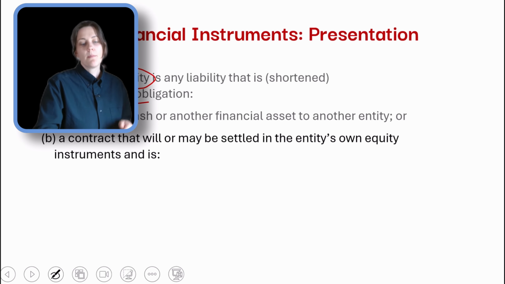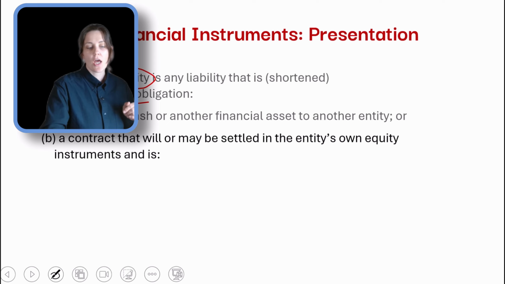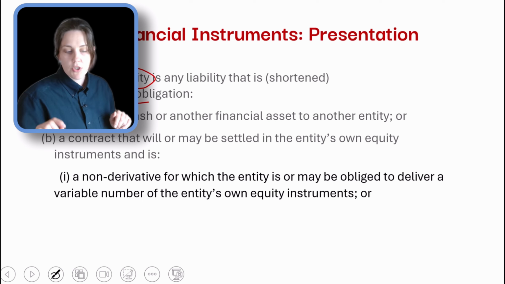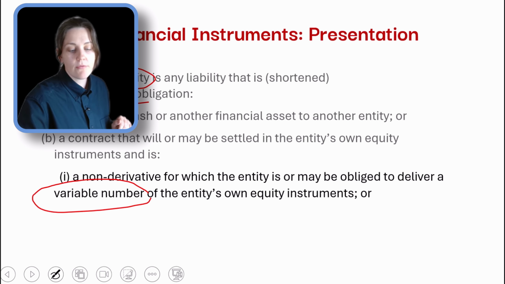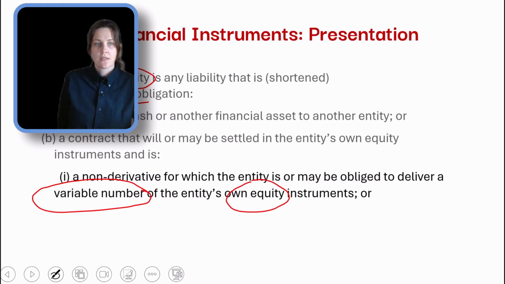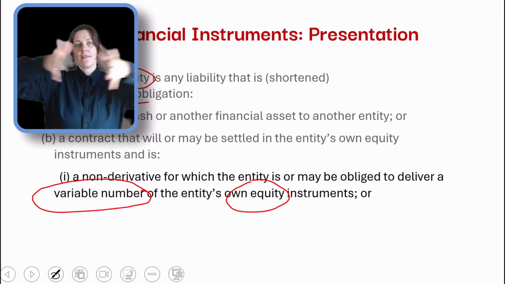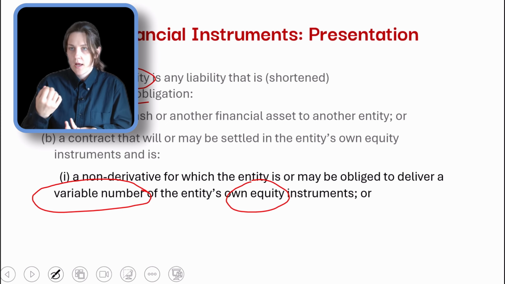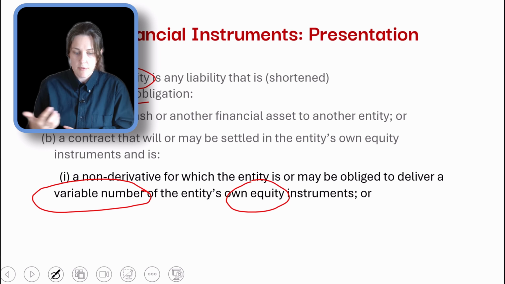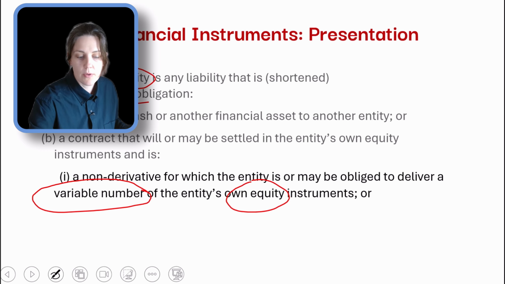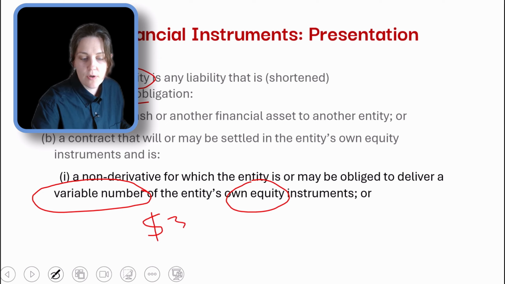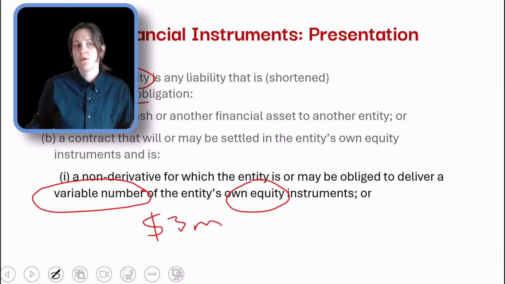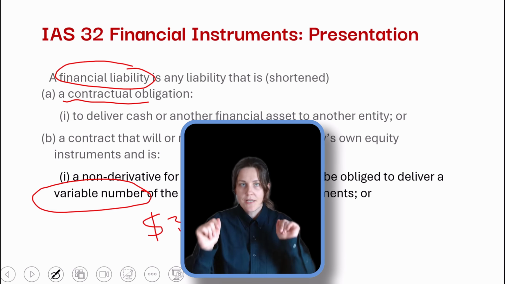Or a contract that may or will be settled in the entity's own equity instrument and is non-derivative, for which the entity is or may be obliged to deliver a variable number of entities' own equity instruments. So we are going to look at that very contract, and if the contract says that the company will give its own shares, like Facebook will give Facebook shares, not Amazon shares, and it's a variable number, so this means shares worth, let's say, 3 million and not 3 million shares, then in this case it's going to be a financial liability. That is how you're going to apply it.